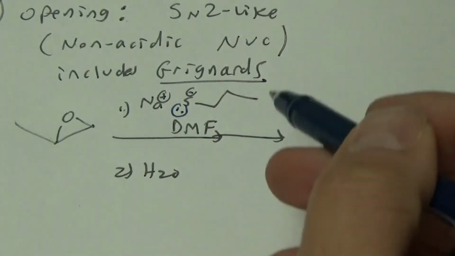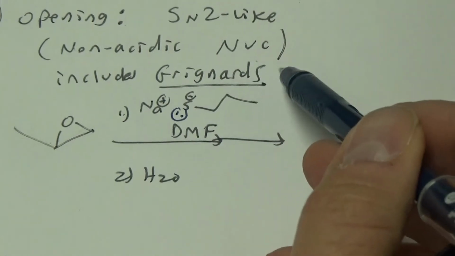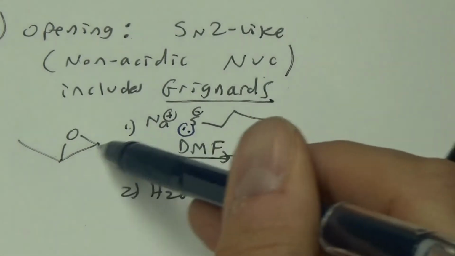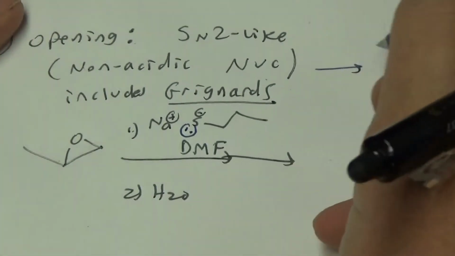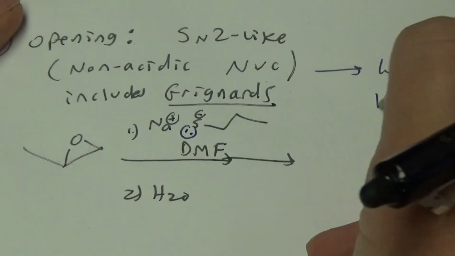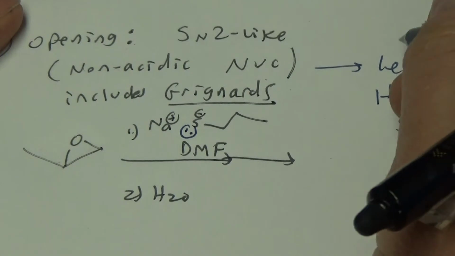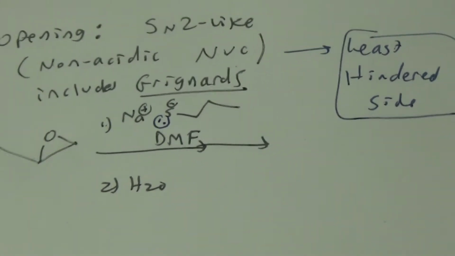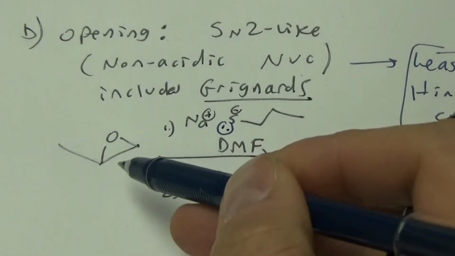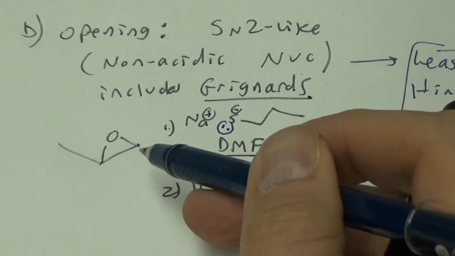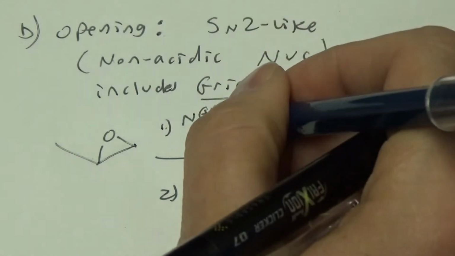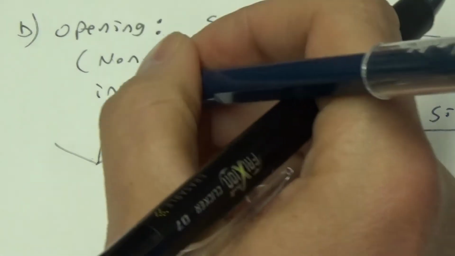So SN2 opening will always be from the least hindered side of the epoxide. Okay, so what's the least hindered side? Is it the left or the right? Well, the right side is least hindered. It just opens it up.